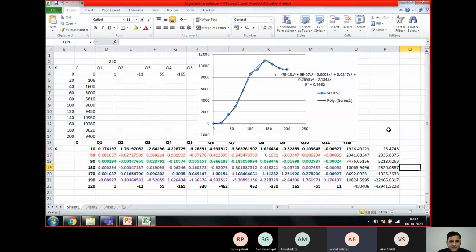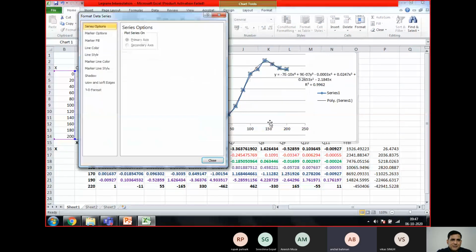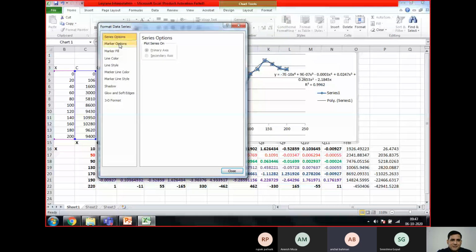Sir, can you please right click on this equation and then go to format data series? This is the data series. Yes, sir. After format data series, please click on that. Sir, you clicked on the data series, right? There is a series option. If we go to series one trend line one equation, then we can change the number of decimal points. I don't know, sir.